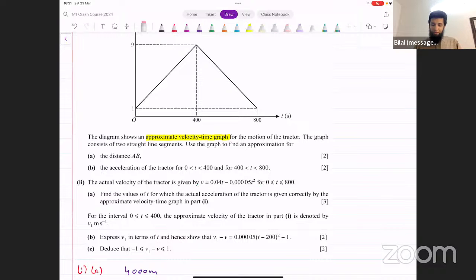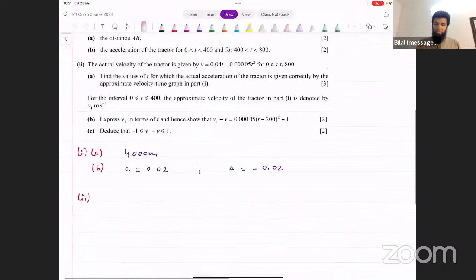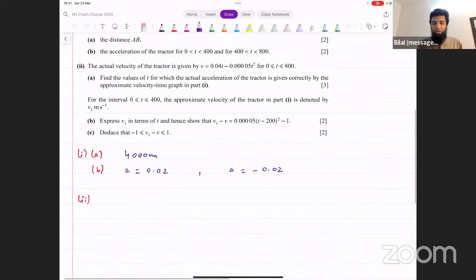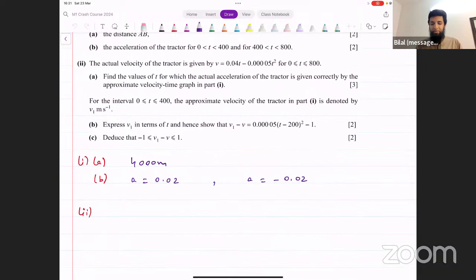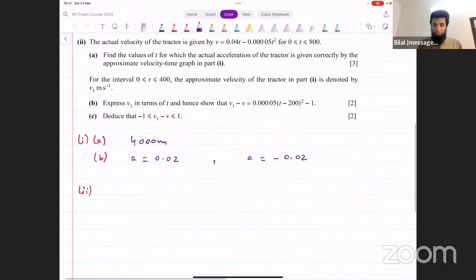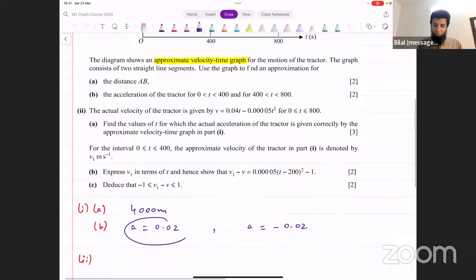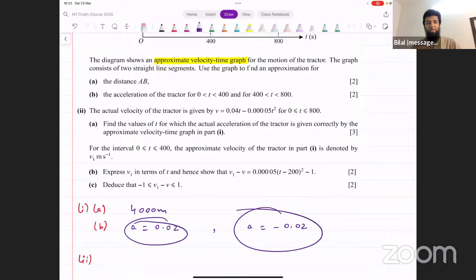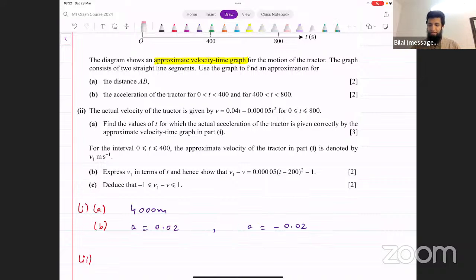Find the values of t for which the actual acceleration of the tractor is given correctly by the approximate velocity-time graph in part 1. Now, what are the acceleration values that you're getting from the approximate graph? One is 0.02 and the other is minus 0.02. They're basically asking you to find those time instances, those values of t at which the acceleration is actually equal to 0.02 or minus 0.02.